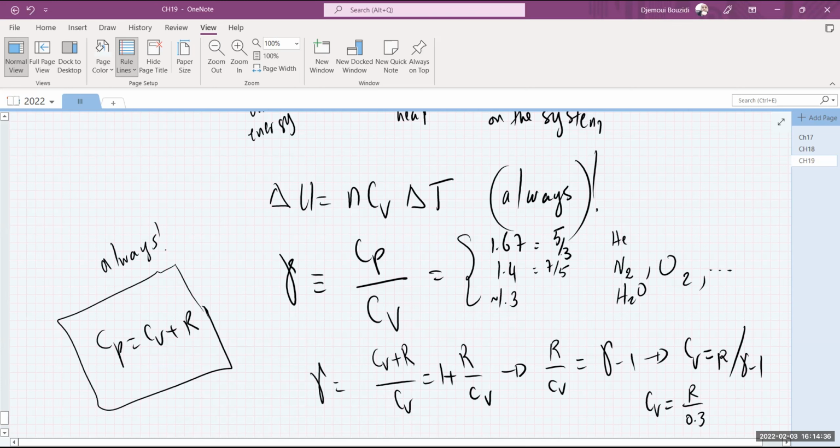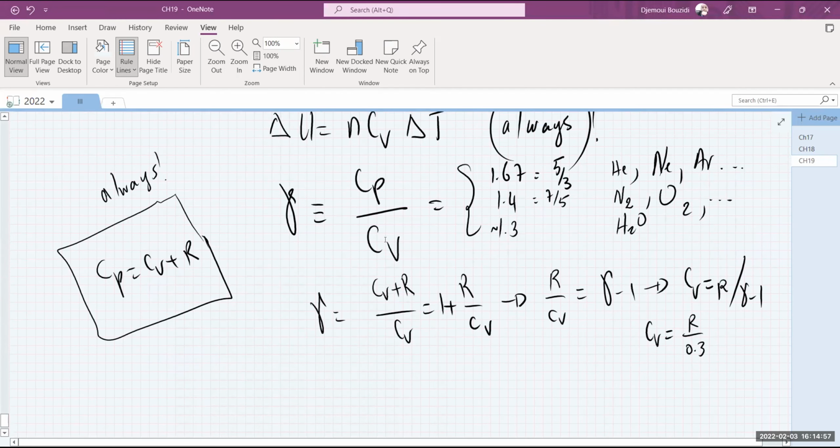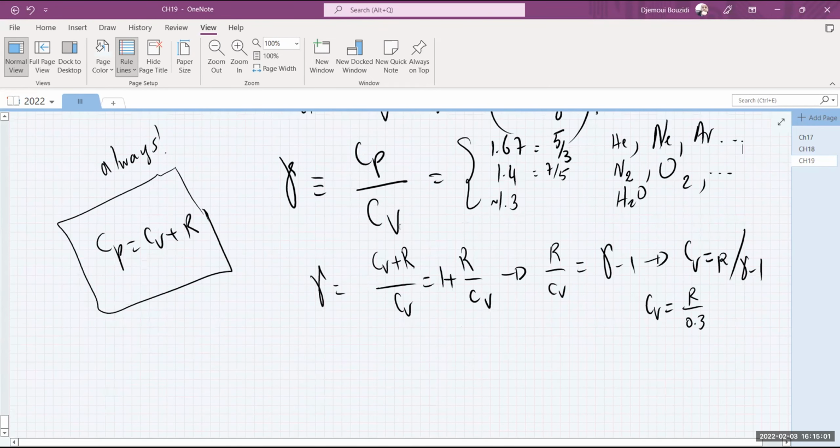And if it's 1.67, it may not necessarily be helium. As a matter of fact, helium is very rare to find; you have to work very hard to do it. It could very well be neon, for example, or argon, or any other inert gas, okay? So that's the point here. This is some of the stuff that we have found. So this is delta U always.